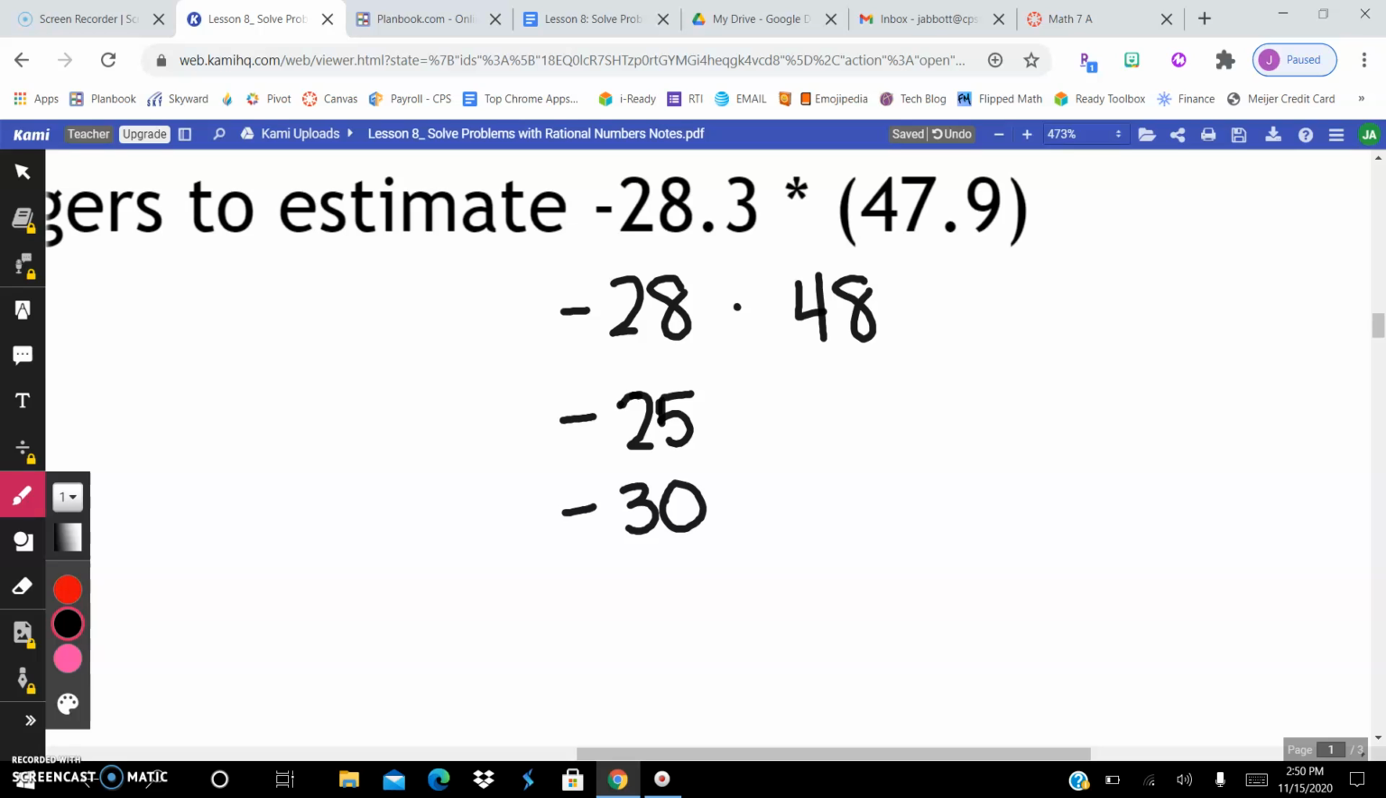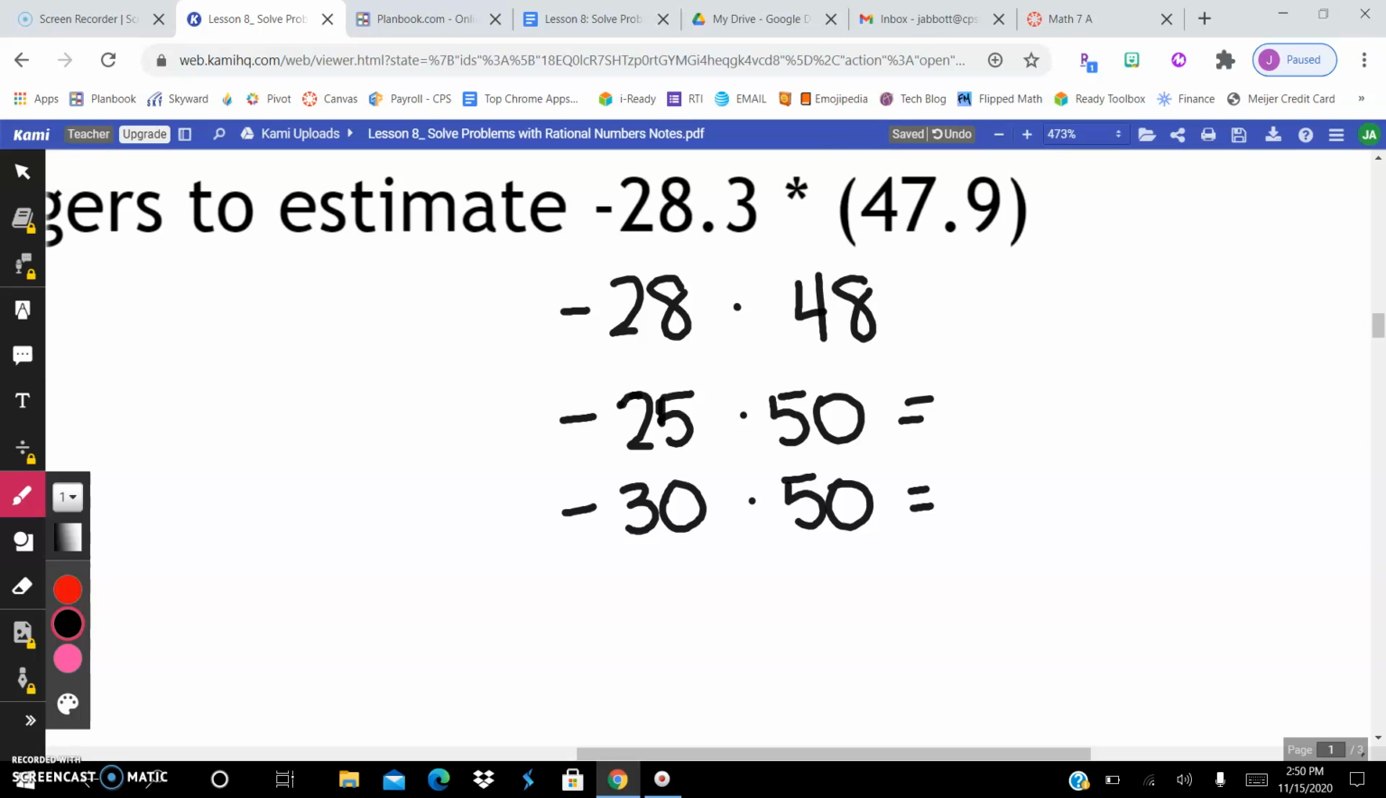what I have to multiply it by, is it going to be easy to multiply it by 25 or is it going to be easier to multiply it by 30? Remember, we're just estimating, so as long as we have a close answer, that's what matters. And then for 47.9, I think I automatically would take that to a 50. 50 is easy to work with. And both of these would be very simple.